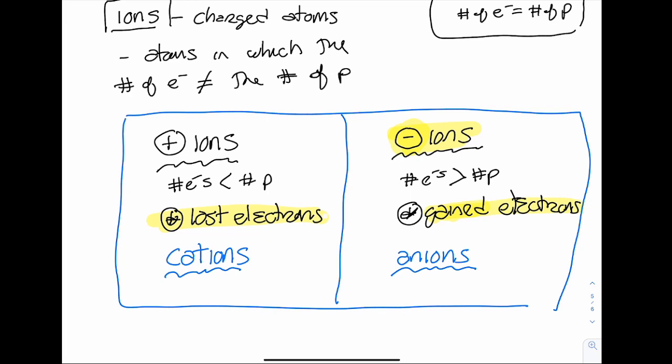So if it's positive, it's lost electrons and its name is a cation. If it has a negative charge, it's gained electrons and its name is an anion. Or you could say negatively charged ion.